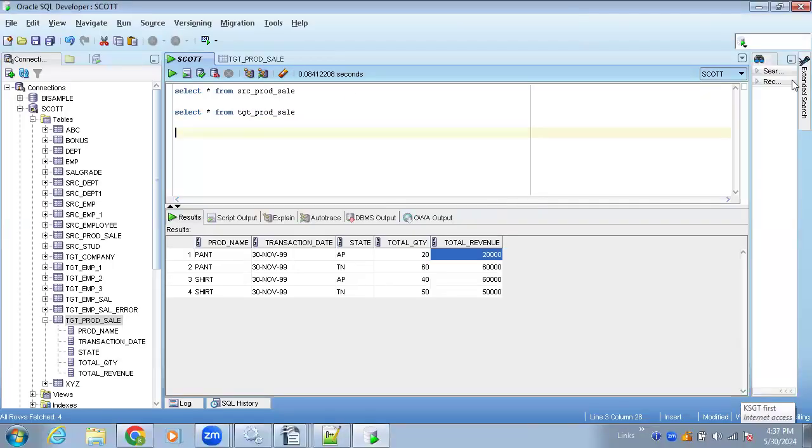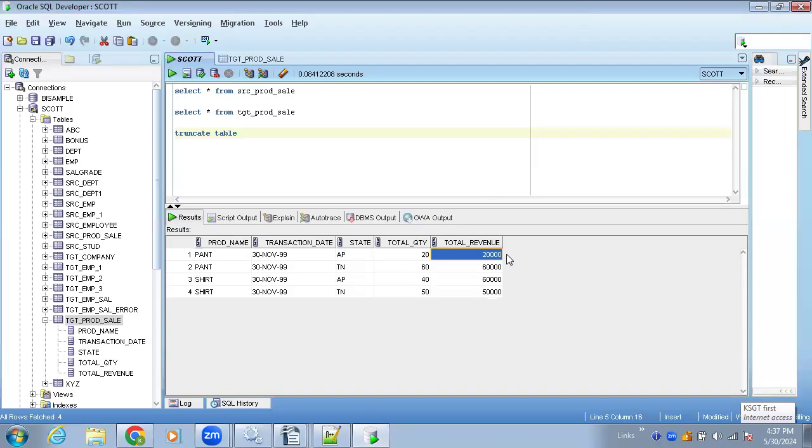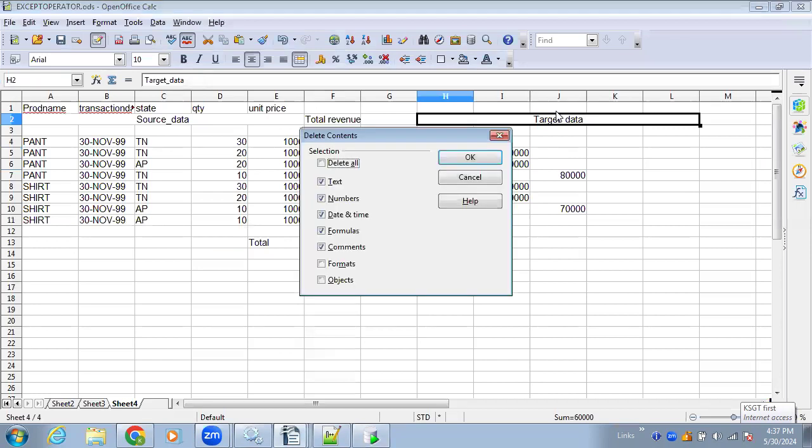Let me use aggregate transformation. So if you want, you can just do that also: pants, 30th November, the transaction state AP, total quantity is 20. So what is the total revenue earned by pants in AP? Pant AP 20,000. This was earlier done using the transformation, but this was by pant in Tamil Nadu, it is 60,000, that is matching. This is our calculated data manually.